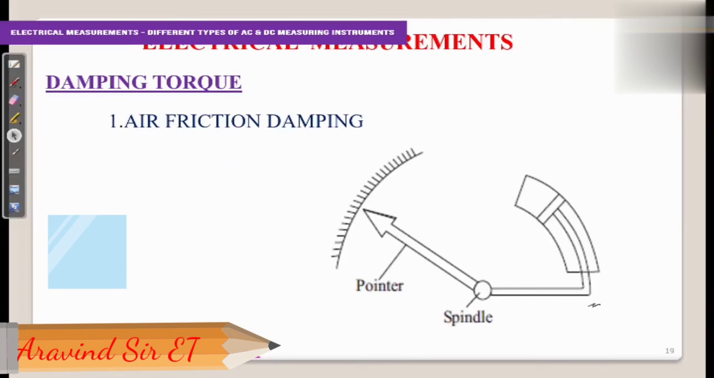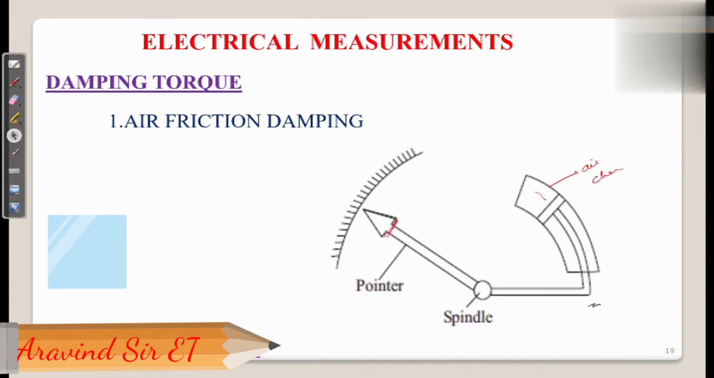In the air friction damping method, here we have an air chamber. Due to the oscillations, there are vibrations in the chamber. These vibrations oppose the oscillations of the pointer. In that way, we are getting stability of the pointer in electrical measurements. This is how we achieve air friction damping.